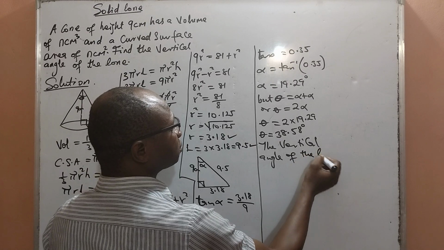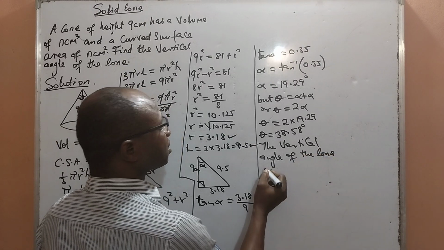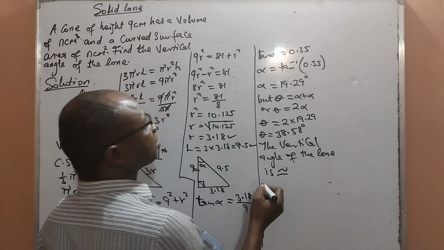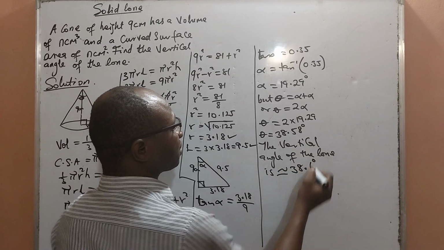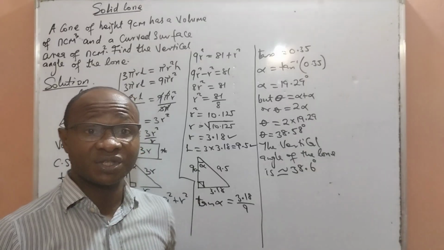We can now say that the vertical angle of the cone is, to the nearest 1 decimal place, 38.8 degrees.